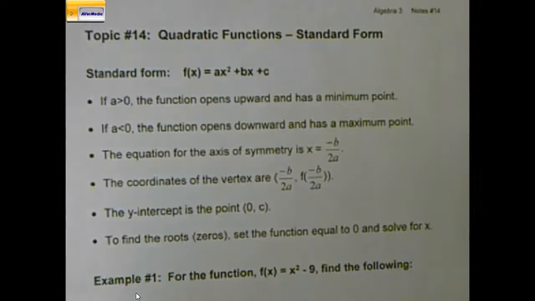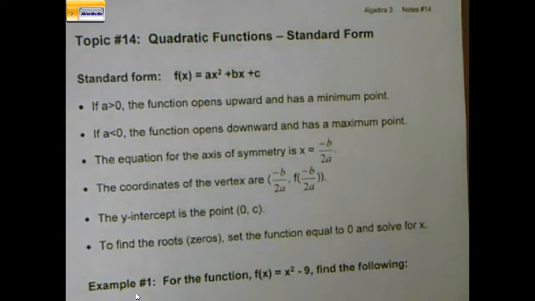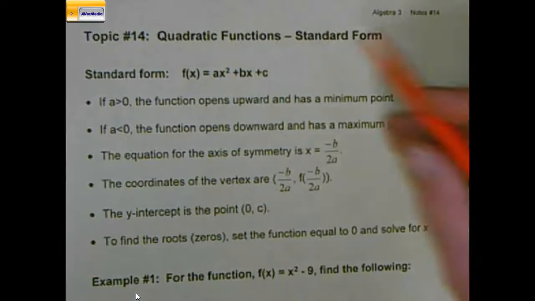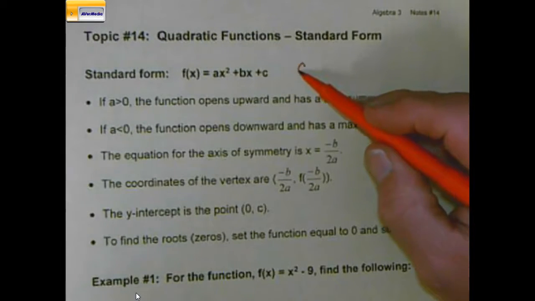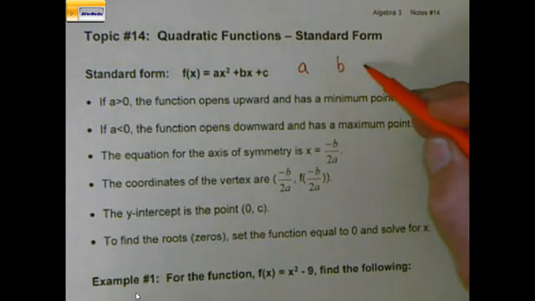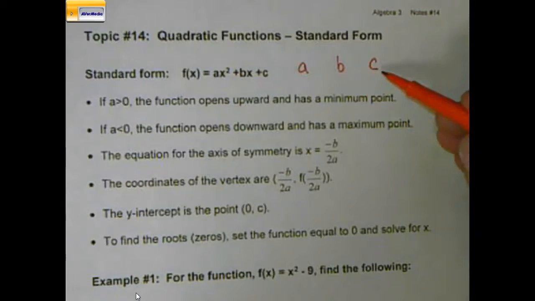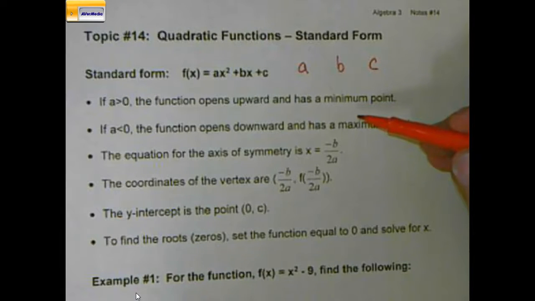Okay, we're now going to go over notes number 14, which is quadratic functions in the standard form. The standard form of a quadratic function is ax squared plus bx plus c. There's a lot of information that's given to you by your variables or your coefficients a, b, and c. So you're going to want to get in the habit of writing down what your a value, your b value, and your c are, so that you can use them to determine various parts of your quadratic function.